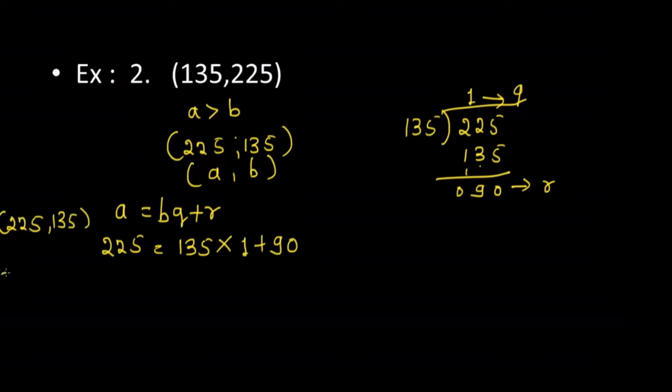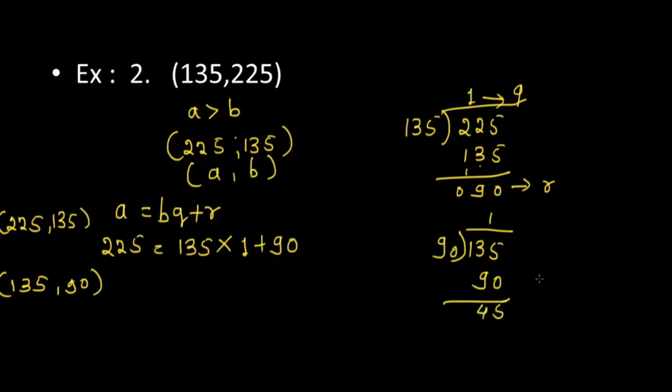So next, in the second step, I have already told that the value of B you have to take as the value of A in the next step, and the value of R you have to take as the value of B, that is 90. So again you have to apply the same process. So divide this 135 by 90. 90 ones are 90 here. So 45 is the remainder, and you will get the quotient as 1 and remainder as 45 here.